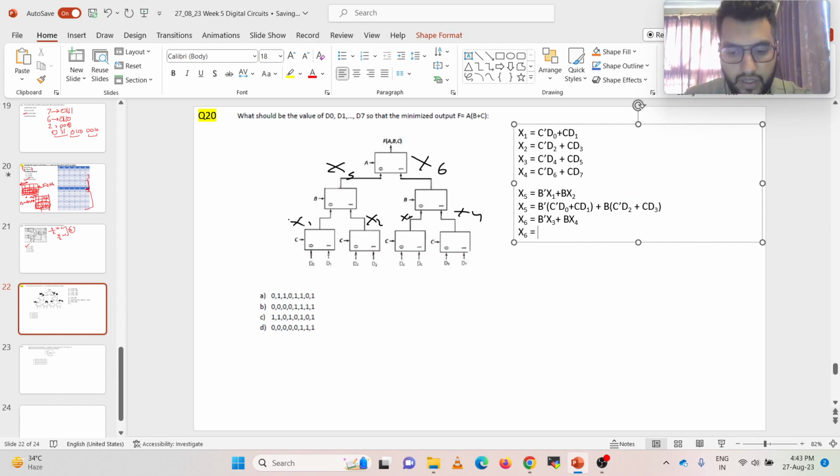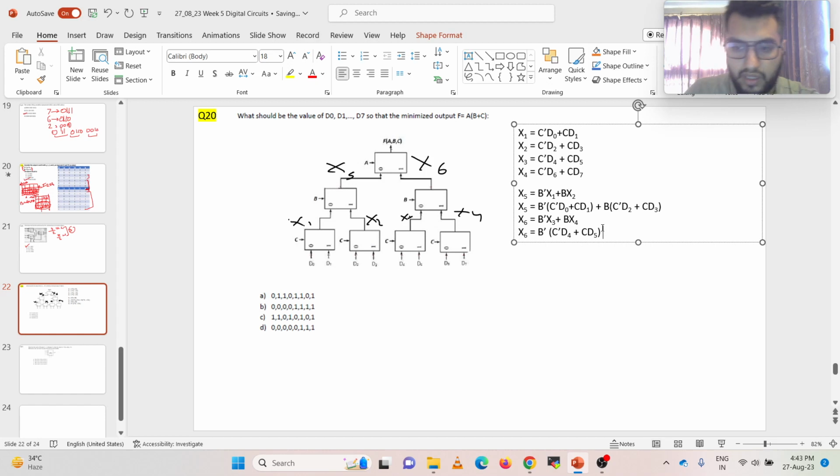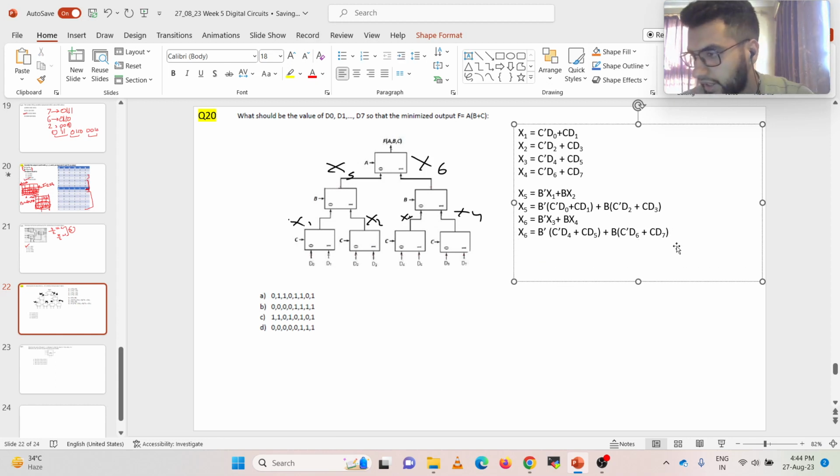x6 will be equal to b bar, put the value of x3 here, and put the value of x4 here. Now when you expand them, your x5 will be equal to b bar c bar d0 plus b bar c d1 plus b c bar d2 plus b c d3.